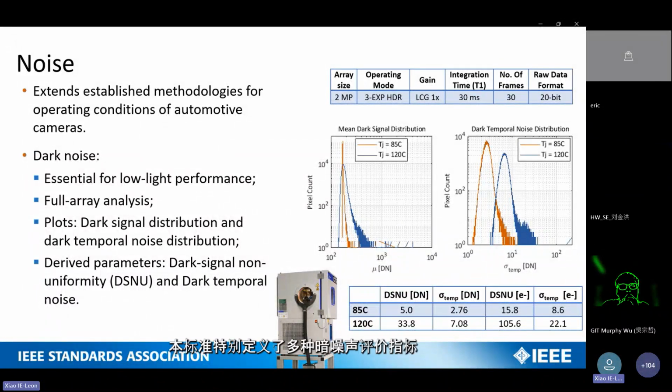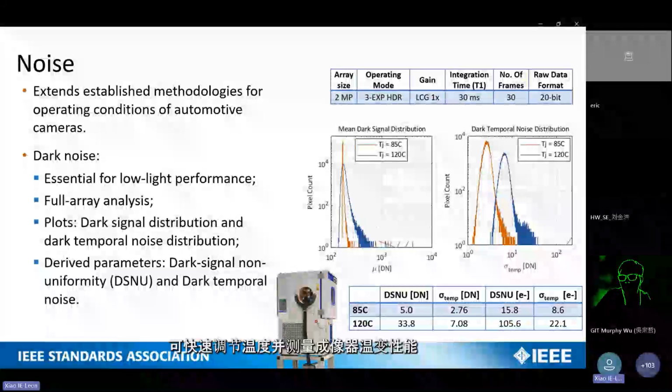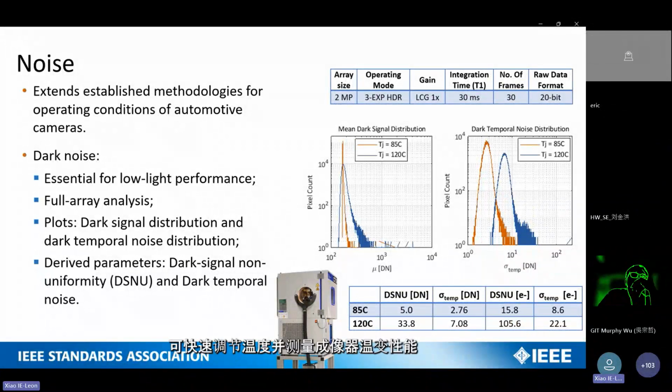The standard defines many different metrics for the dark noise, as the dark statistics are quite important for designing and checking your sensor. What is interesting is that dark signal measurements are important to perform over different temperatures. That's where, for example, our IQ climate chamber is of interest, because it's a setup where you can easily change the temperatures and then measure the performance of the imager over temperature.